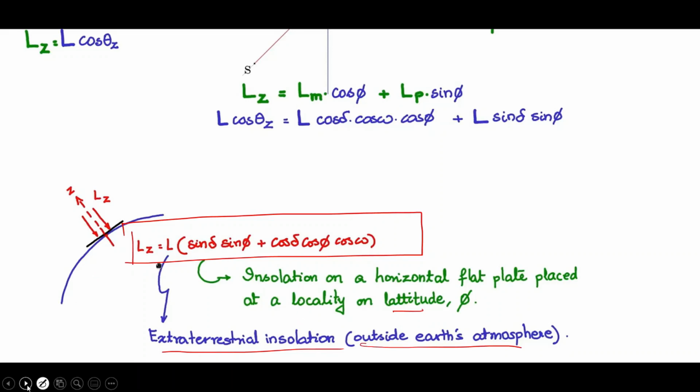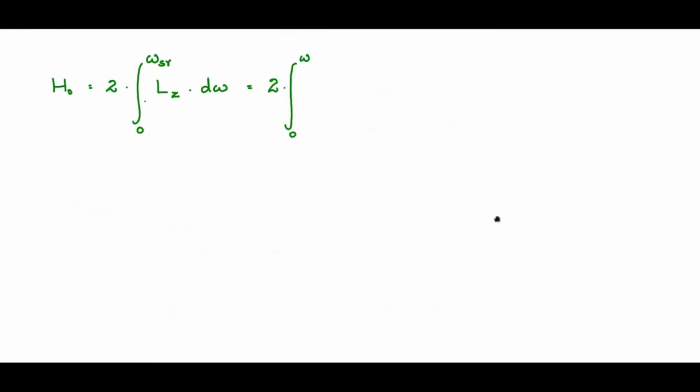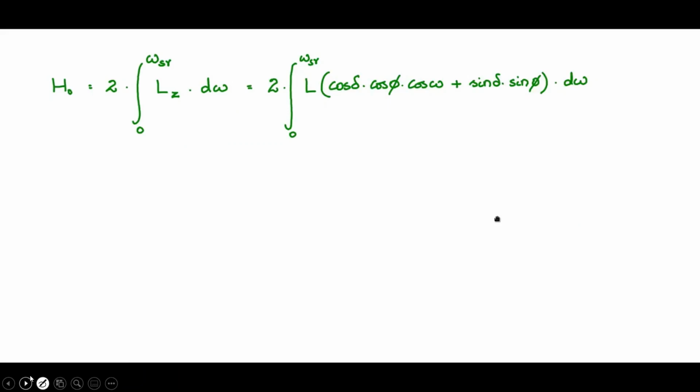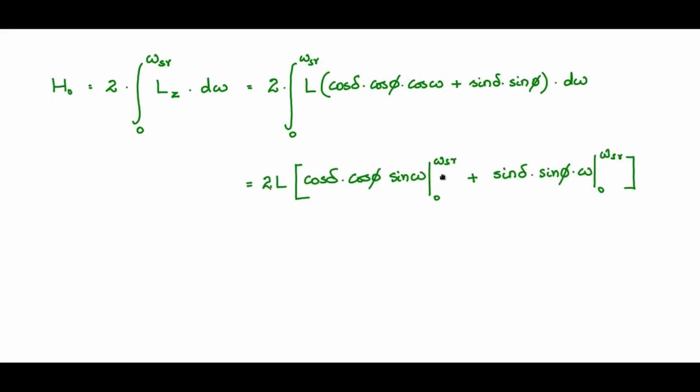Okay, so let us substitute this Lz value in our expression. In place of Lz, I am going to replace it with L into (cos delta cos phi cos omega plus sin delta sin phi) d omega. Okay, that will be like this, and let us integrate it. L will be taken common, cos delta cos phi. Here cos omega will become sin omega over limits 0 to omega sr, plus sin delta sin phi omega over limits 0 to omega sr.